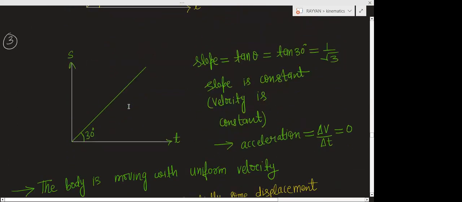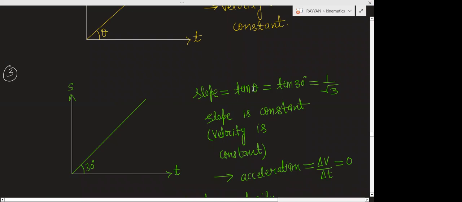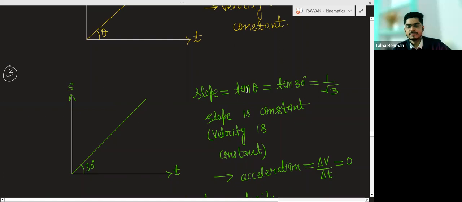After that, suppose we have this type of graph. This is our displacement time graph, and this straight line is making an angle of 30 degrees with the time axis. So when we calculate the slope, the slope is given by tan theta, and the value of theta is 30 degrees. The value of tan 30 is 1 by root 3. So this is a constant value. So you can say the slope is constant. If slope is constant, then velocity is constant.